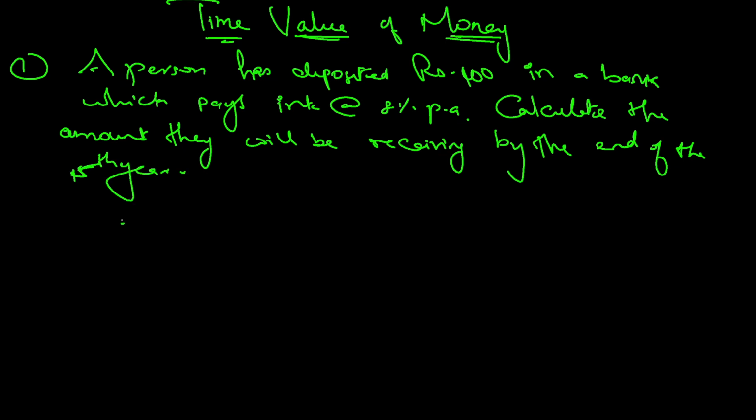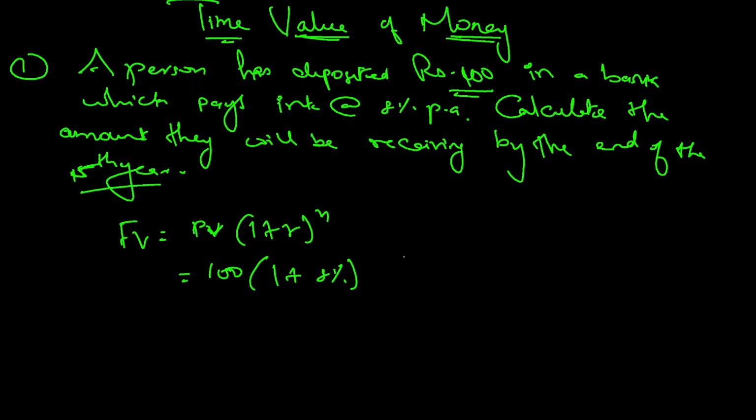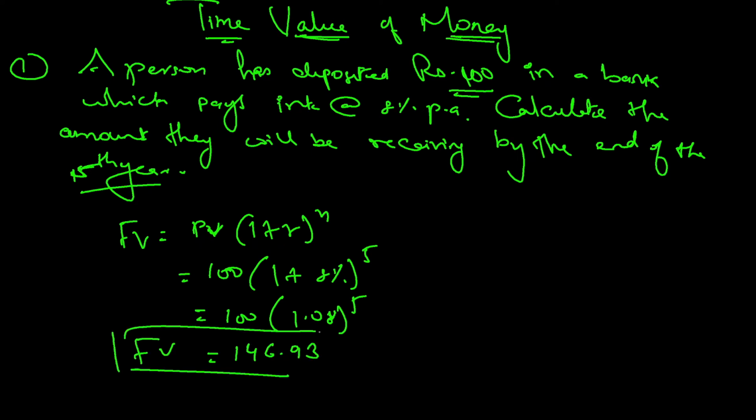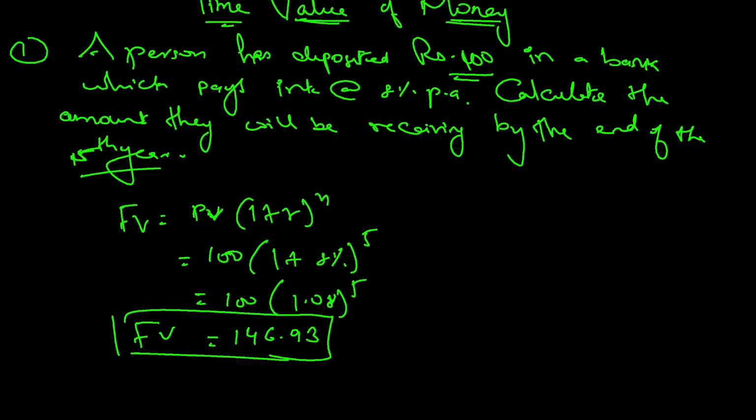Okay. So, future value is equal to present value times (1 plus r) to the power n. So present value is 100, which is growing at the rate of 8% for 5 years. So 100 into 1.08 to the power 5. That comes to 146.93. So this is the answer. Next one.